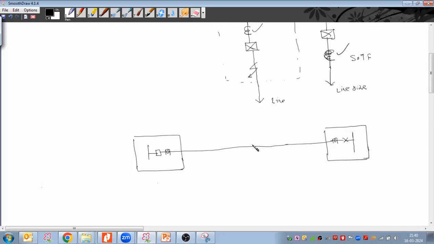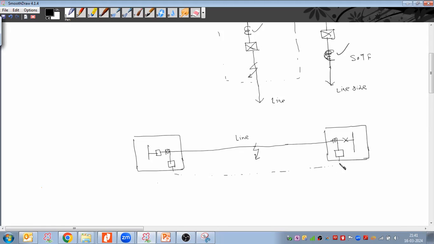So the point is that when any fault happens on this feeder or line, which is connecting the two substations, then the relays which are protecting this transmission line, this relay and this relay, both relays will communicate to each other, right?